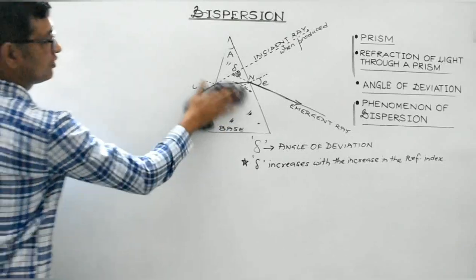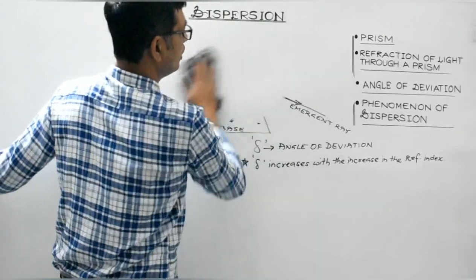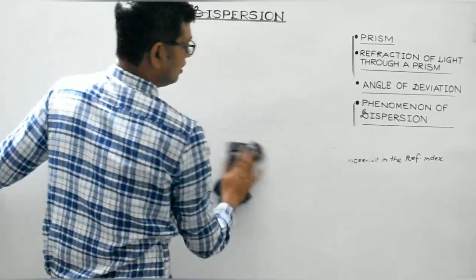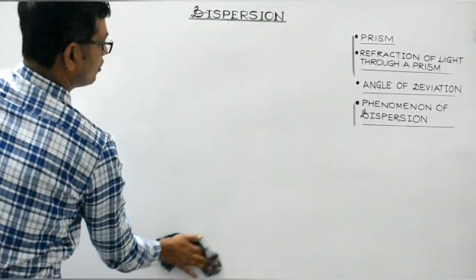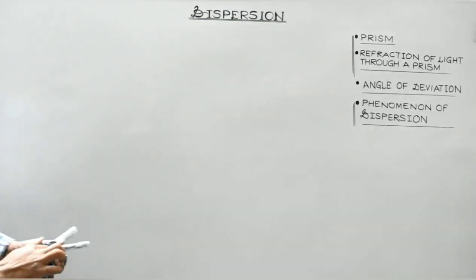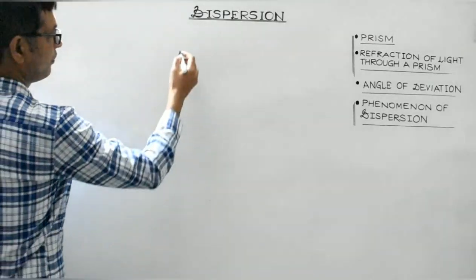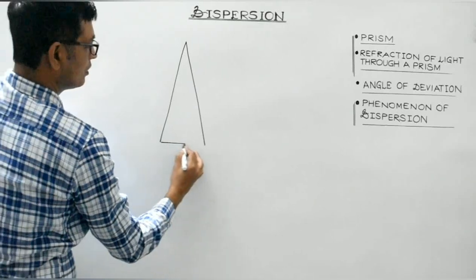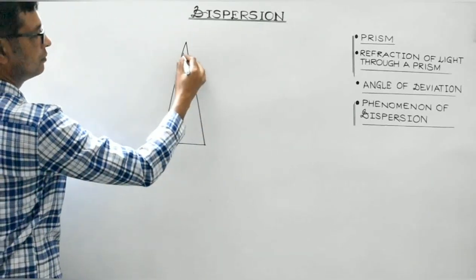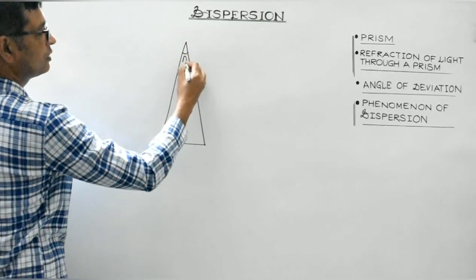So again, this ray diagram which I am going to draw now is very, very important. So do practice. Observe me very carefully, students, right? So, this is the prism. Consider a small angled prism, which means the value of A is small.